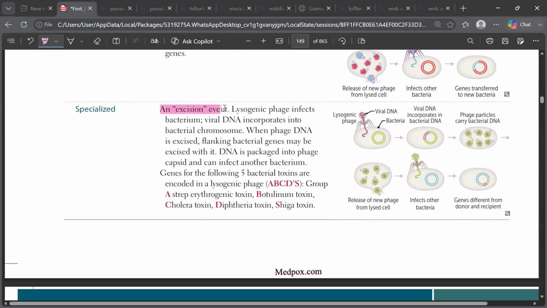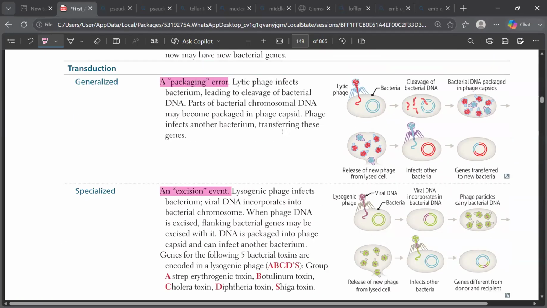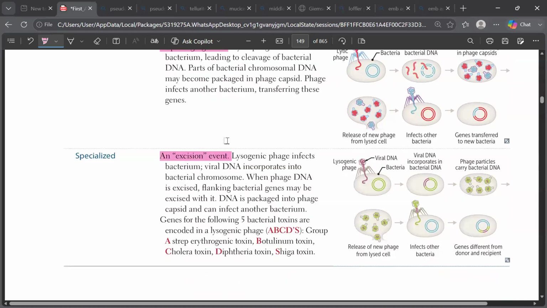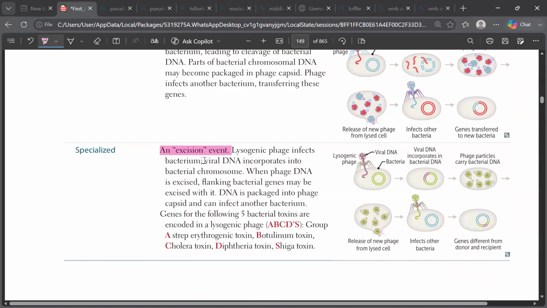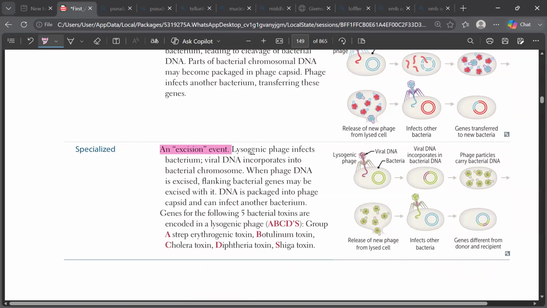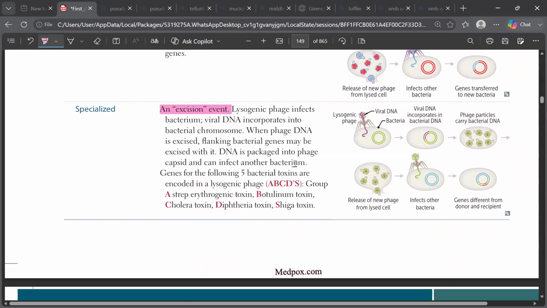It is an excision event. Lysogenic phage infects bacterium, viral DNA incorporates into bacterial chromosome. Okay, in the lytic phage, there was no incorporation of the viral DNA in the bacterial chromosome. It was just cleavage of the bacterial DNA and packing into the phage capsid. This one actually causes the incorporation of viral DNA into bacterial chromosome. When phage DNA is excised, flanking bacterial genes may be excised with it. DNA is packaged into phage capsid and can infect other bacteria.